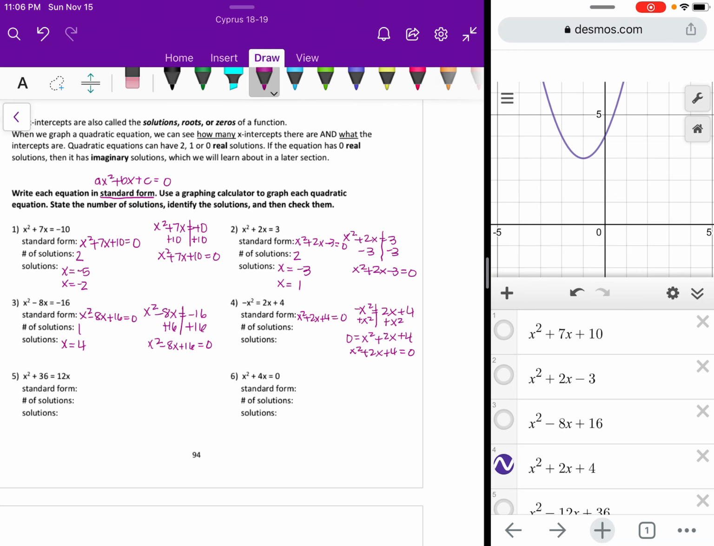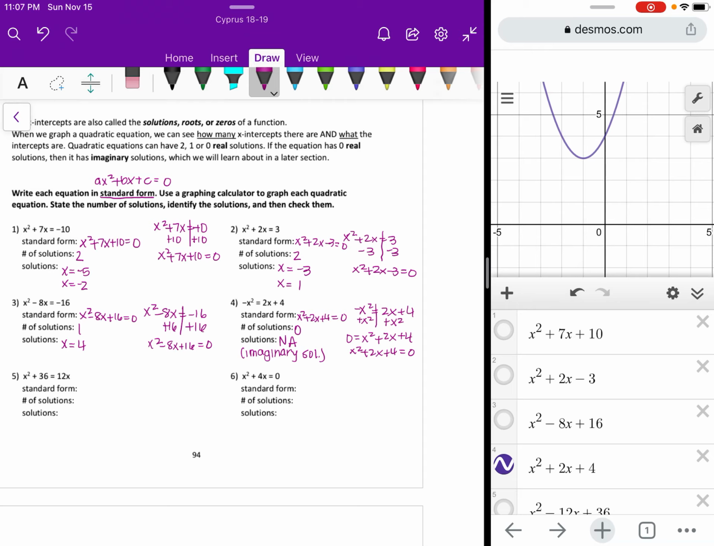So over here on Desmos, we can see that our x-axis there is the bolded line with 0 on it, and the parabola does not ever touch that x-axis. It's way above it. Okay. So how many solutions does this one have? This one has 0 solutions. So what are they? There are no real solutions. These solutions are actually going to end up being imaginary. Imaginary solutions. And we'll learn more about those later.